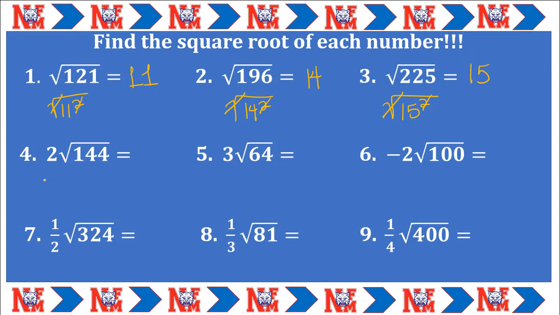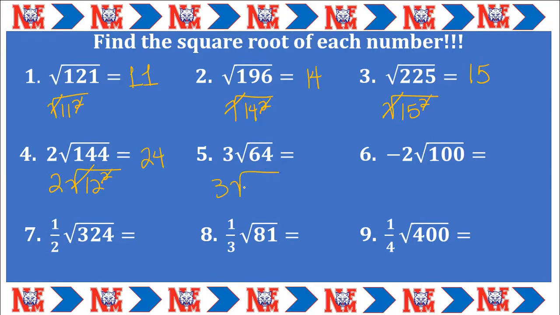The square root of 144. Now here we have a coefficient, so order of operations says take the square root first, kind of like parentheses, and then you multiply by the coefficient. It's going to be 2 times, and this was 12 times 12, or 12 squared. So the square root of 144 is 12, and 12 times this 2 is 24.